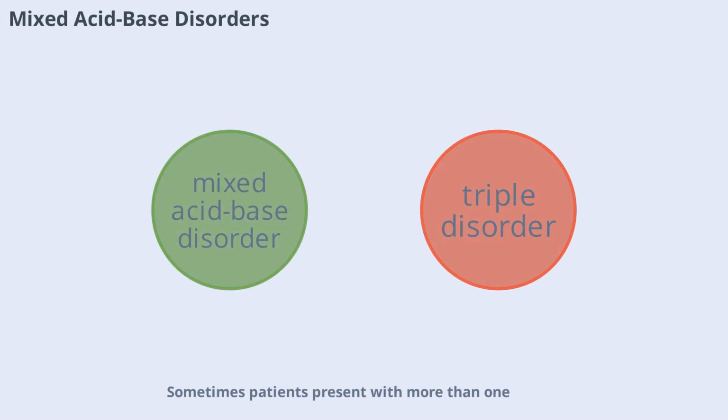Sometimes, patients present with more than one acid-base disorder at the same time. These mixed disorders can involve combinations like respiratory acidosis with metabolic alkalosis, or even triple disorders involving both respiratory and metabolic components. Identifying mixed disorders requires careful analysis of all ABG values and understanding the expected compensatory responses.